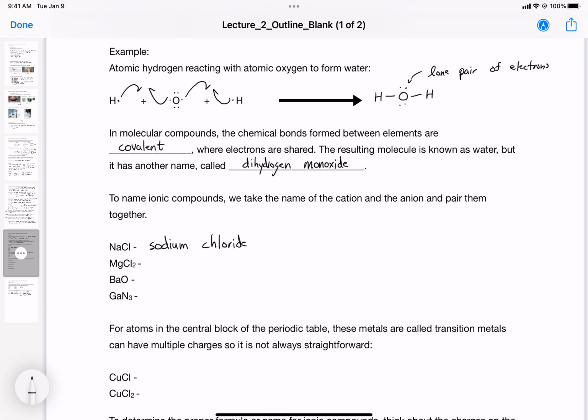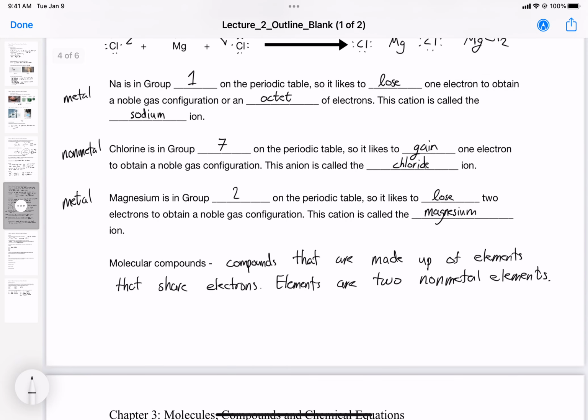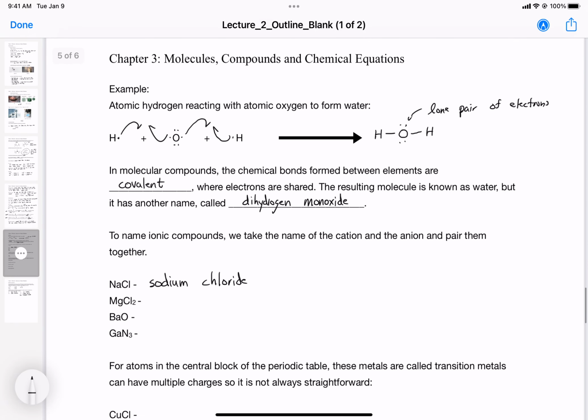For MgCl2, if we go back up here, we had magnesium, and then chloride ion again. So since there's two chloride ions in the formula, we actually don't have to do anything to the name. We just combine the names again like we did for sodium chloride. So we get magnesium chloride. Okay.